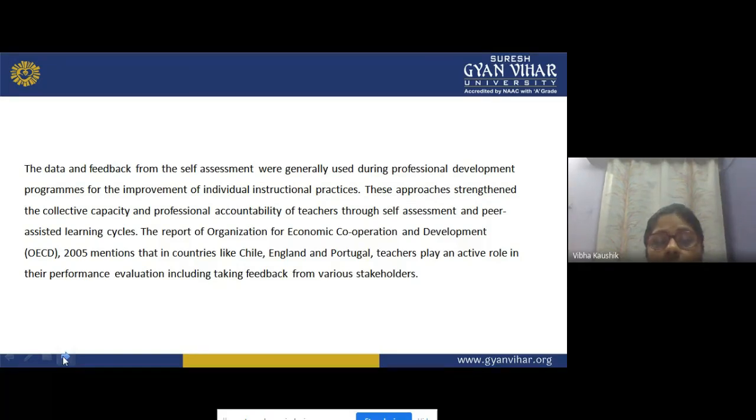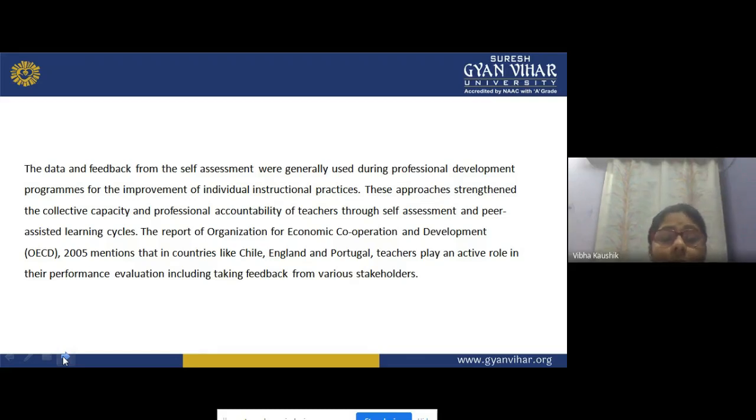The report of the Organization for Economic Cooperation and Development (OECD), 2005, mentions that in countries like Chile, England, and Portugal, teachers play an active role in their performance evaluation, including taking feedback from various stakeholders. This means they are actively involved in seeking the feedback of other stakeholders to improve their teaching-learning process.